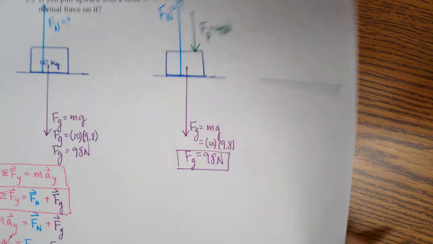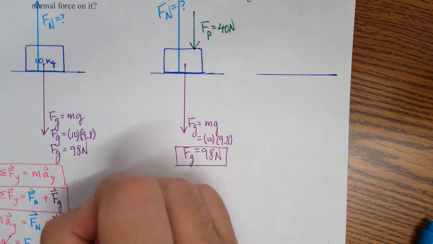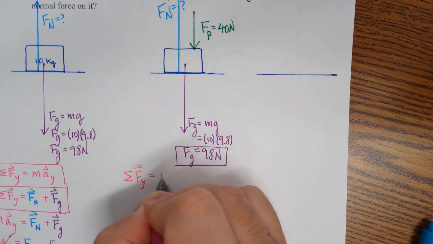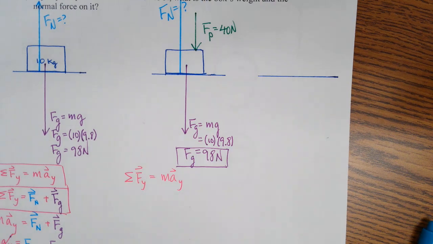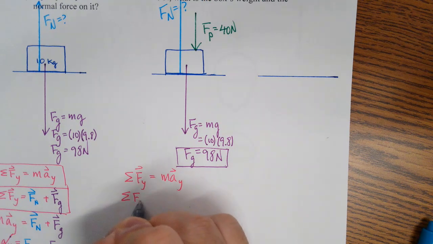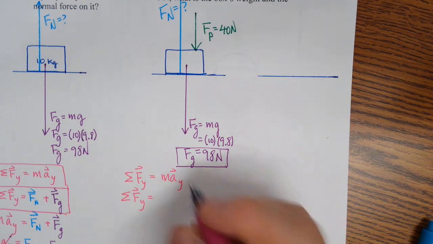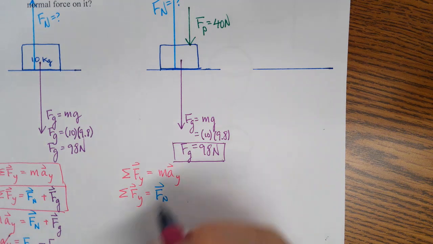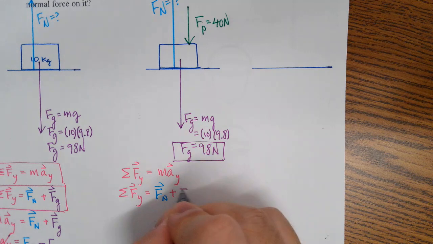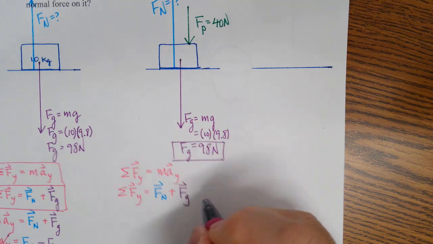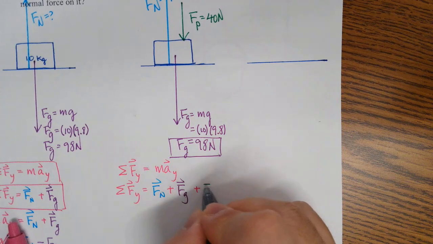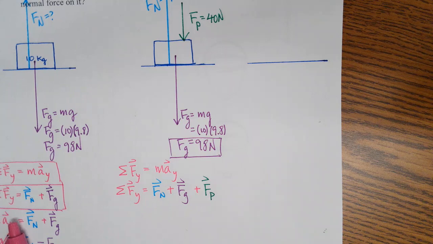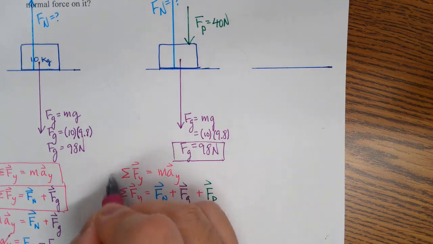So again, I will start with Newton's second law. Sum of all forces in the y direction is equal to m a_y. And the sum of all forces in the y direction is equal to, I have three forces now. F normal force plus weight, Fg force, plus my force push. So I have three forces. Now I have to set them equal to each other.